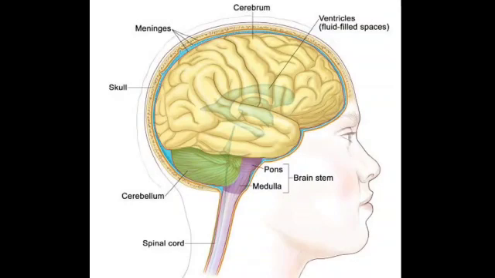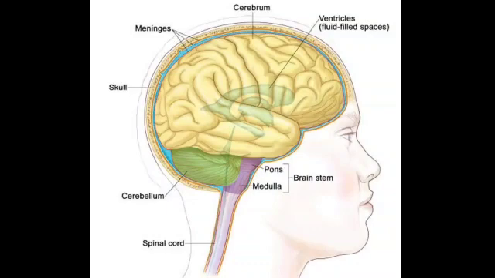Its main function is that it controls learning. Your voluntary actions are controlled by the cerebrum. Your speech, memory, emotions, reasoning, response to pain, response to heat or temperature, and the other senses like touch, smell, sight, hearing, and taste, all these are controlled by the cerebrum. So cerebrum is the most important part of our brain.